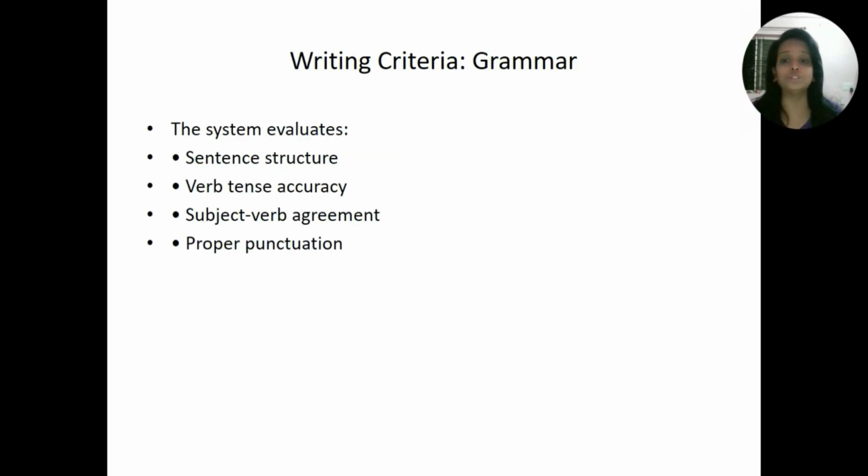So this includes the sentence structure, the verb tense accuracy, and the way that you use the subject verb agreement, proper punctuation. Okay, he go to school every day. That's an incorrect sentence. He goes to school every day. So you have to look for the grammar properly.